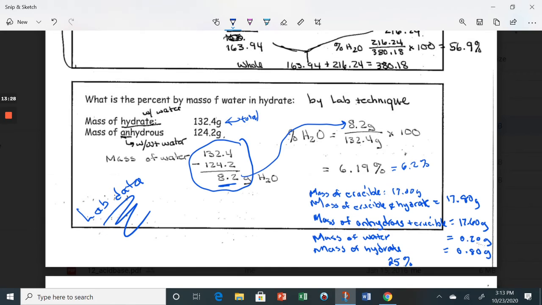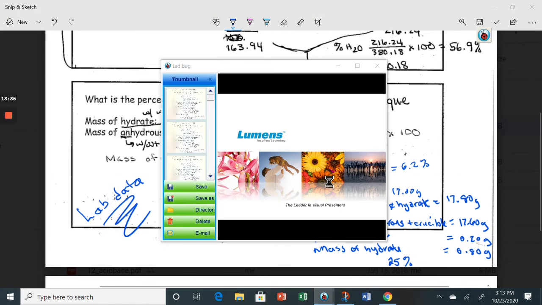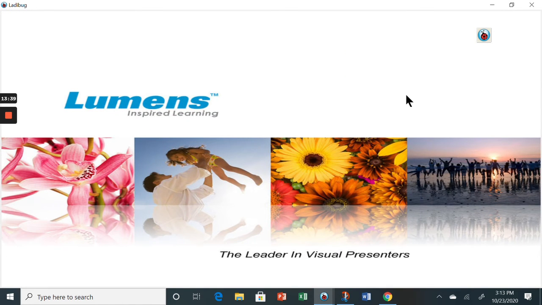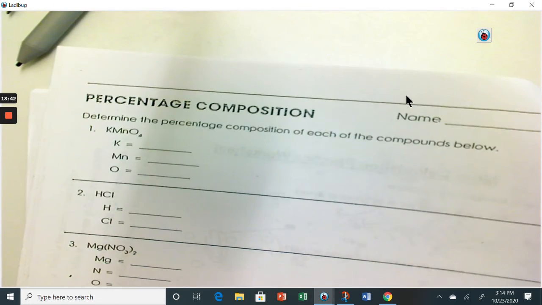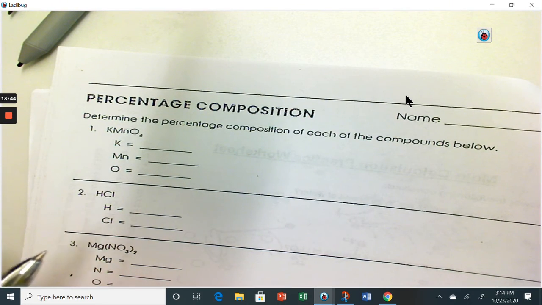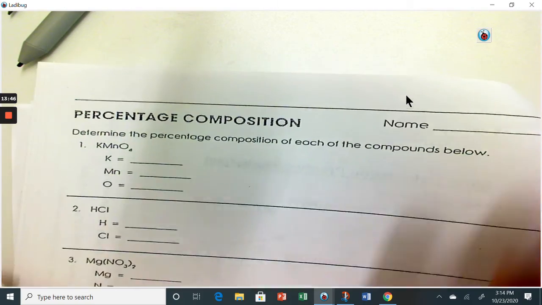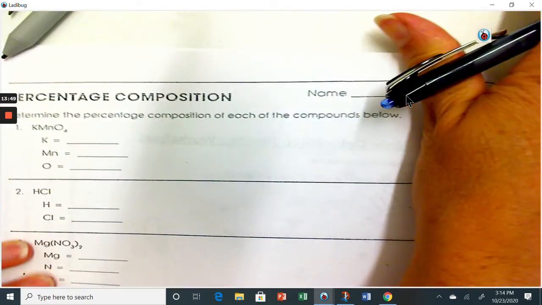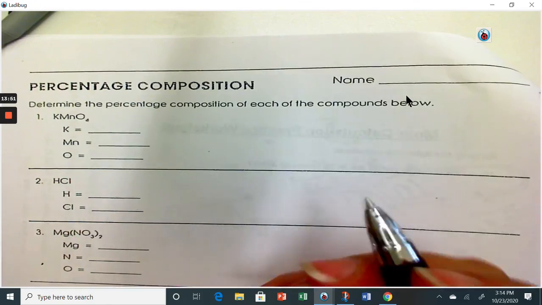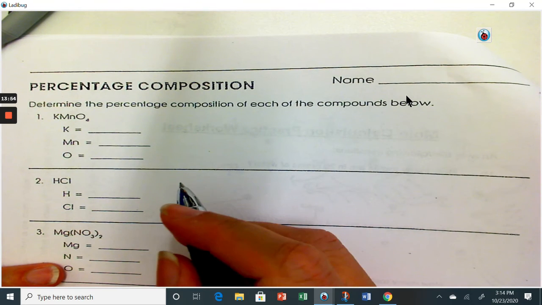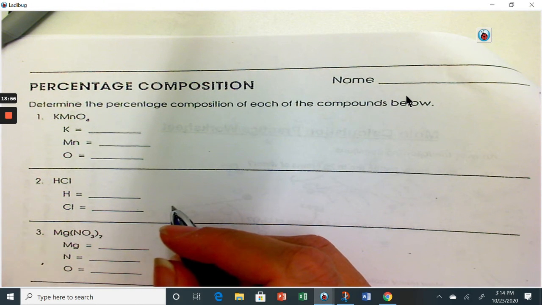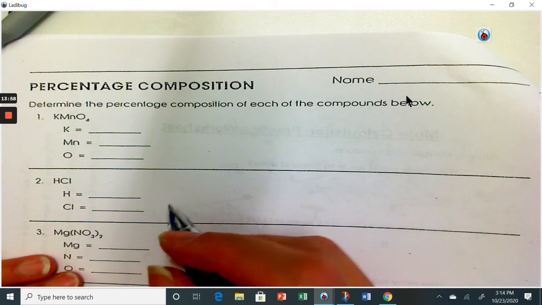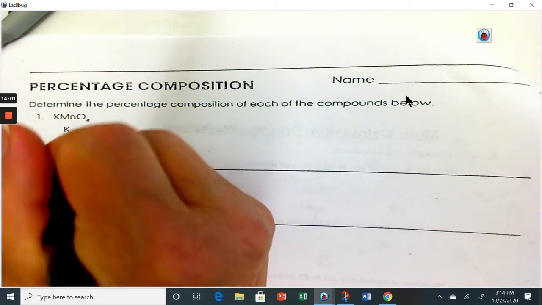So I'm going to go over to page 8 in your workbook, just to do a couple of examples. I'll do one. So I'll pull this up and we'll look at it. So on page 8, which we'll end up doing in class, but I'm just going to give you this example so you can see it calculated. It says determine the percent composition of each of the compounds below, and they want each element. Right? So I have potassium, manganese, and oxygen.